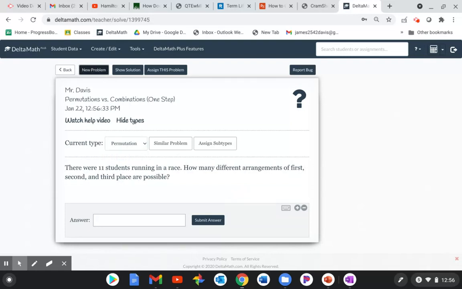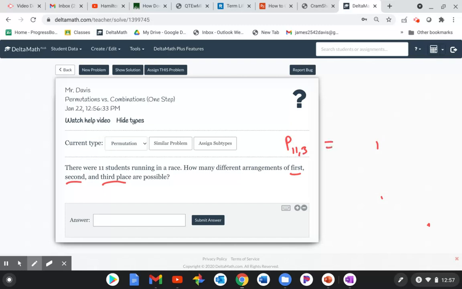All right, so let's say I start with this one. We got 11 students running a race. How many different arrangements of first, second, and third are possible? It's not going to tell you this current type when you do it on your own. But how are you going to do this? So think about, first of all, whether this is a permutation or combination. This one actually kind of tells you, just because I'm in the teacher view of it. But notice it says first, second, and third. So the order is important, right? So you want to first identify it's a permutation. We then have 11 total students, and we're choosing 3 of them. So this would be a P with 11, comma 3.